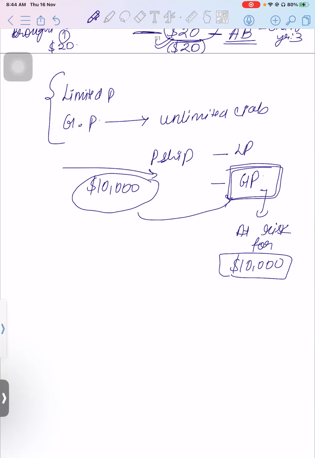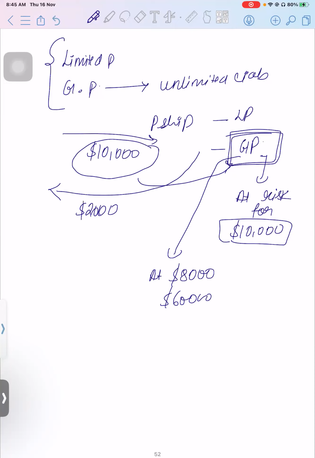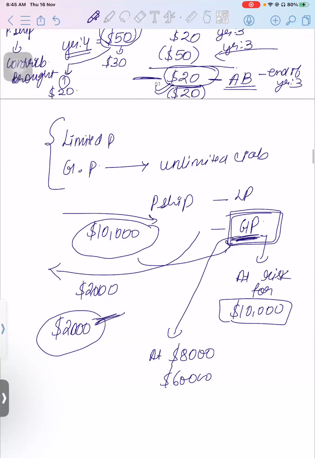Now this at risk amount will get changed. Like every year, there will be some repayments. Let's say $2,000 they have repaid. Now the general partner is at risk for the remaining outstanding amount, that is 8,000. Again, next year they paid 2,000. Now he is at risk for 6,000. Again, at the last installment, they were not able to pay the amount of last installment of 2,000. So now this general partner will be liable for $2,000, means he's at risk for $2,000.